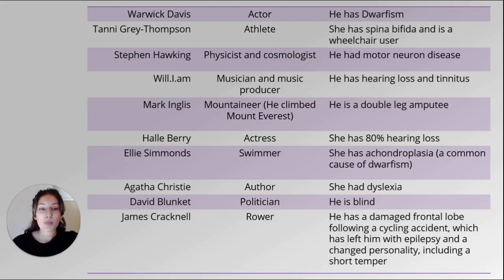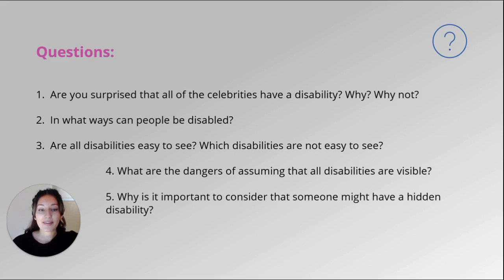For instance, will.i.am, who is a musician and music producer, has hearing loss and tinnitus, and Agatha Christie, the famous author, had dyslexia. There is a list in the resource to tell you each celebrity's disability. Again, you'll find some suggested questions to help guide the discussions, such as: in what ways can people be disabled? Are all disabilities easy to see? Why is it important to consider that someone might have a hidden disability?